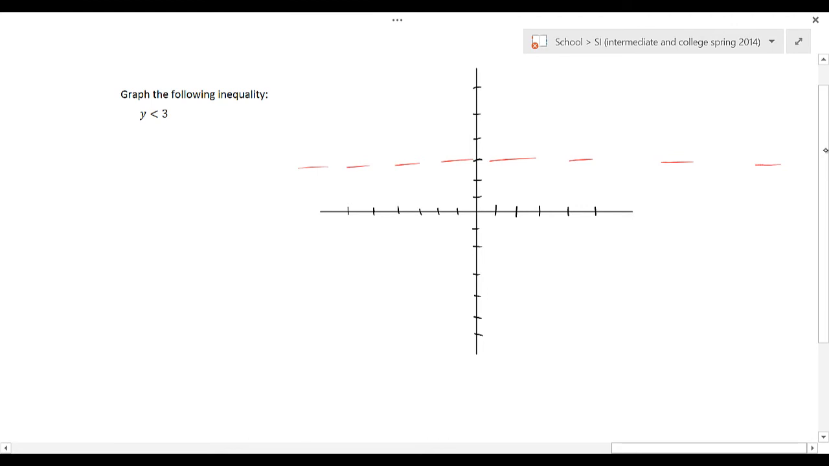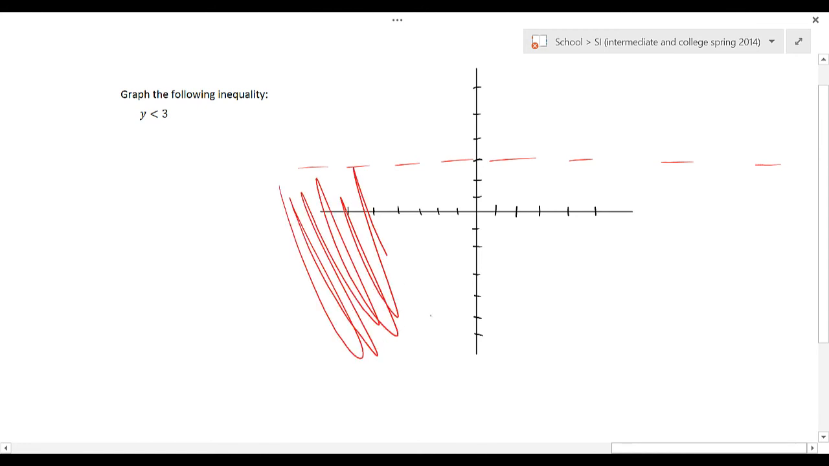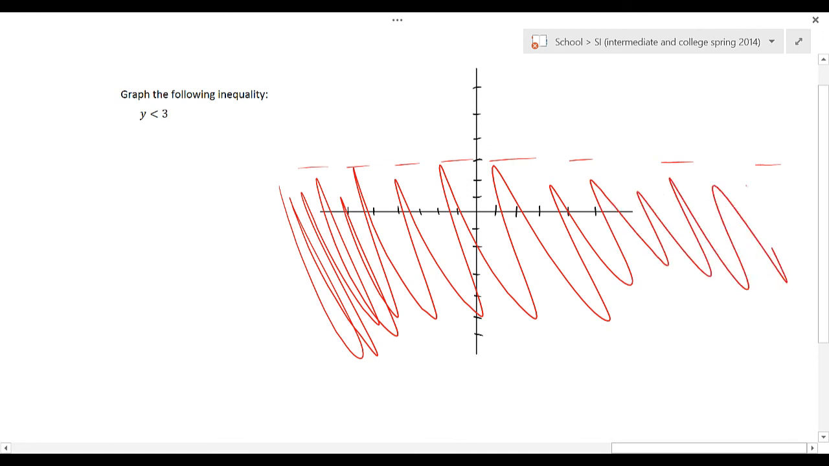And now the only thing to determine is whether or not to shade above or below this line. Well, where are my y values less than 3? They're less than 3 below the line. So we can shade below the line. And that's it.